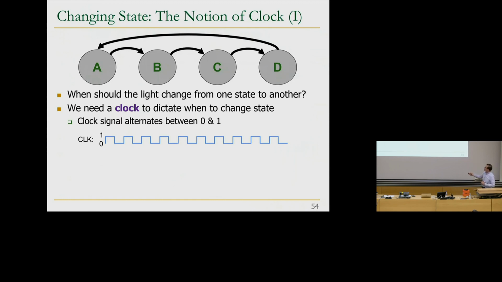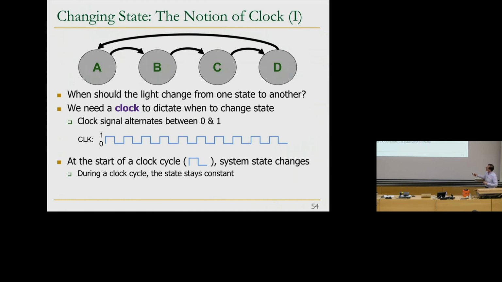Clock is high over here, clock is low over here, clock is high, clock is low. And maybe every clock cycle you transition, or every 5th clock cycle you transition. I'm not going to tell you exactly how to do that, but essentially at the start of a clock cycle, the system state changes. During a clock cycle, the state stays constant.